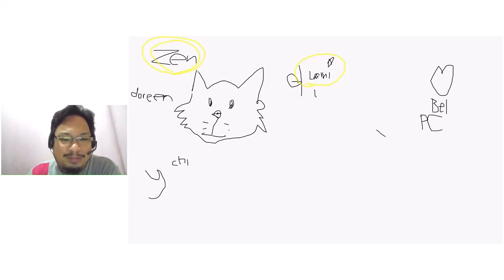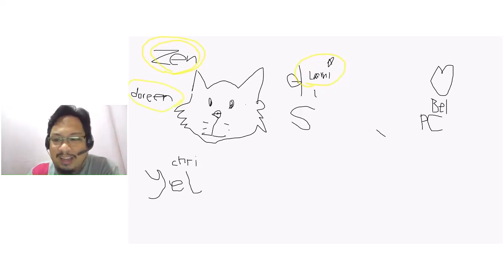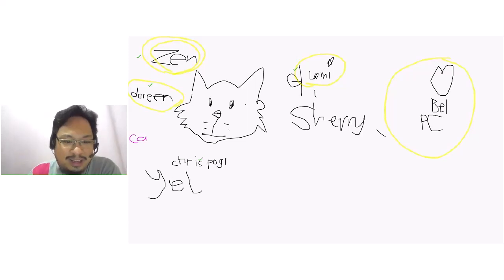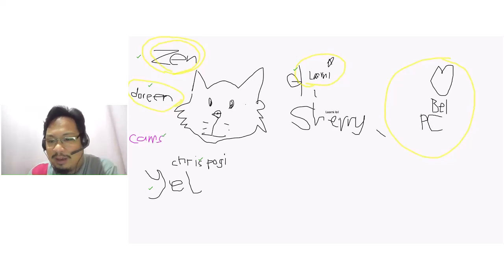There you go. We have Doreen. Check. Check. Check. We have Chris. Check. We have Biel. Check. We have Cams. Check. We have Sherry. We have Larny. Thank you very, very much.